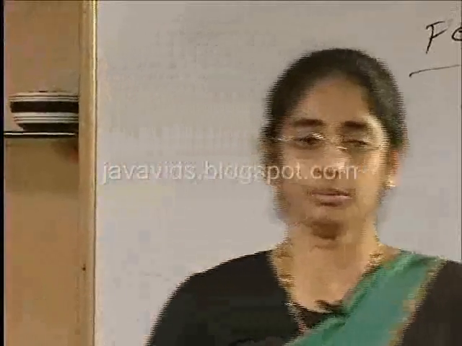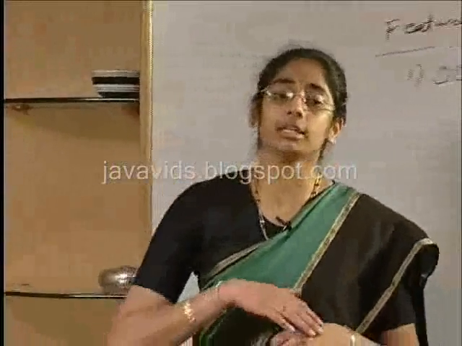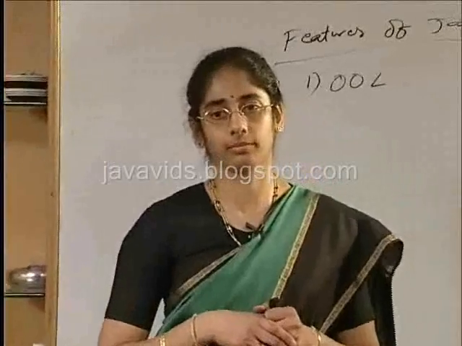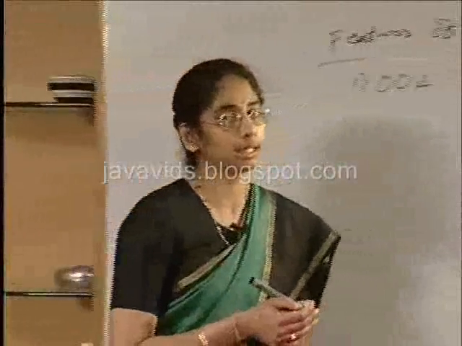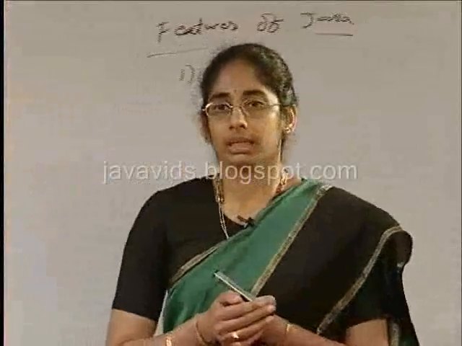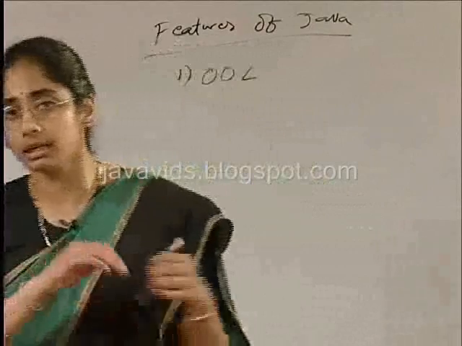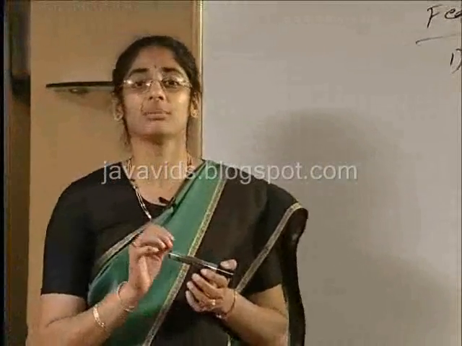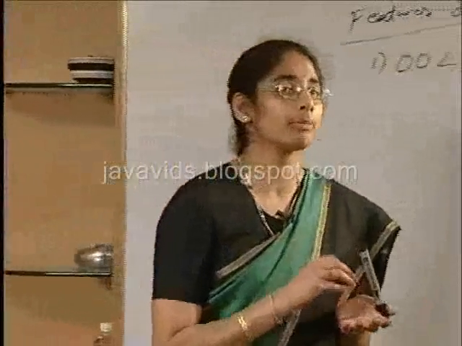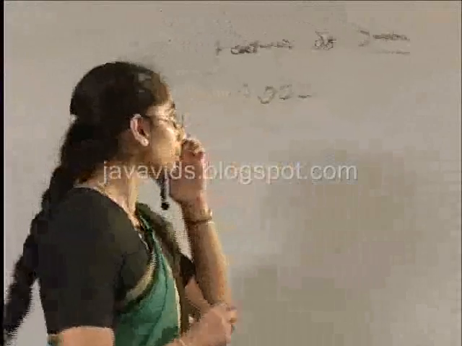What I mean by a purely object-oriented language is that it treats everything as an object. Now Java is almost a purely object-oriented language. So what is missing? Everything in Java is treated as an object, except that we do have primitive data types.